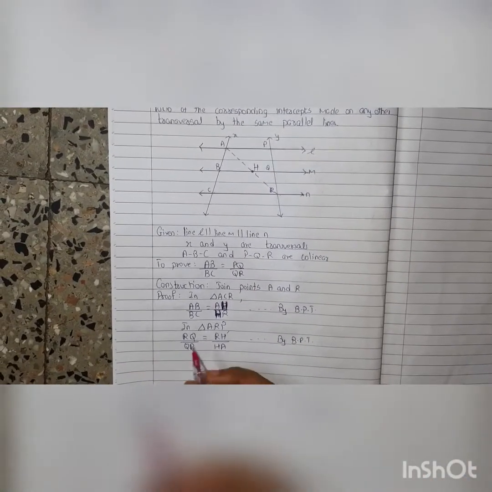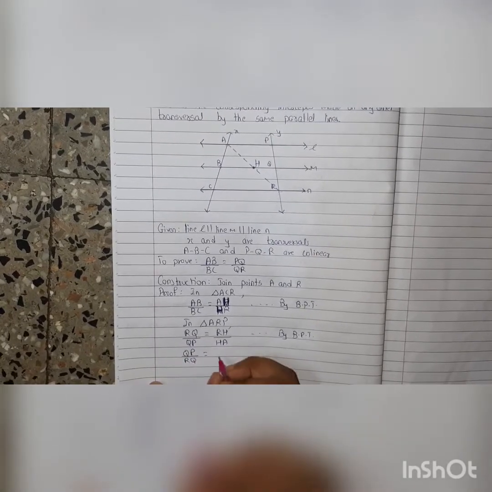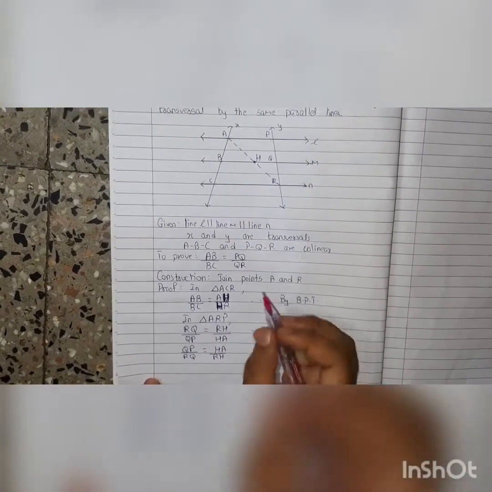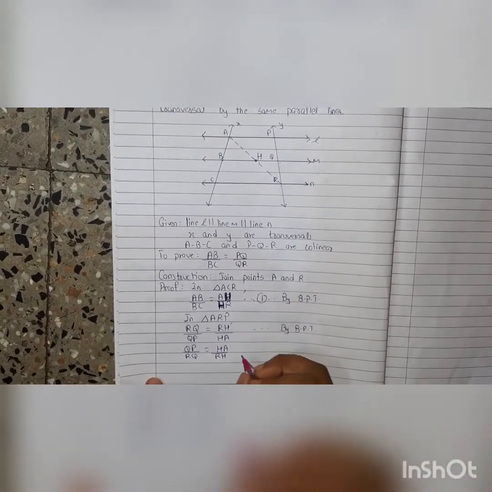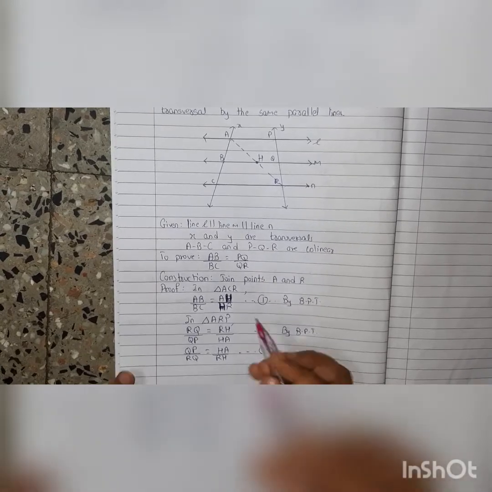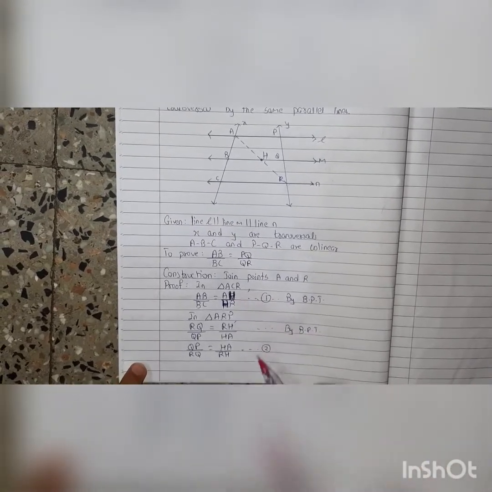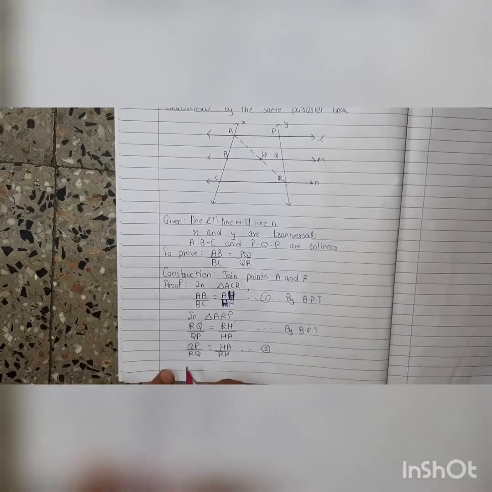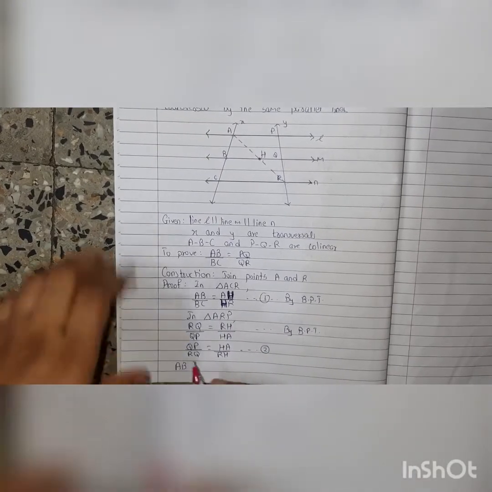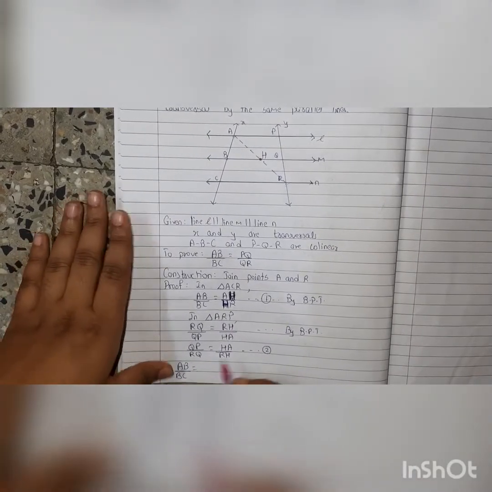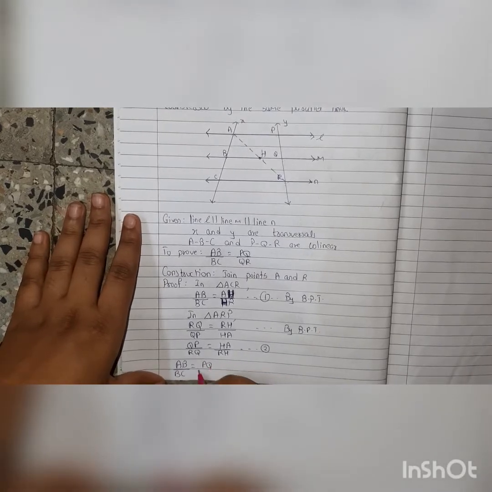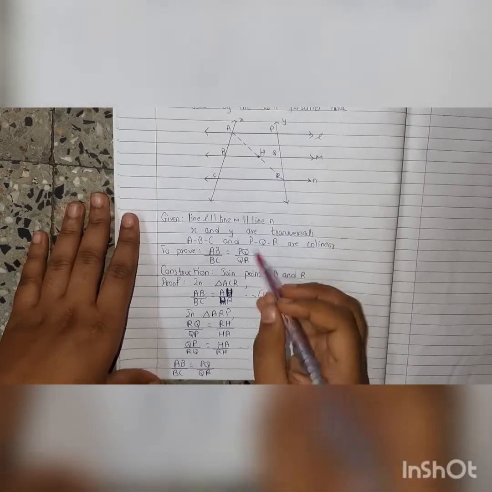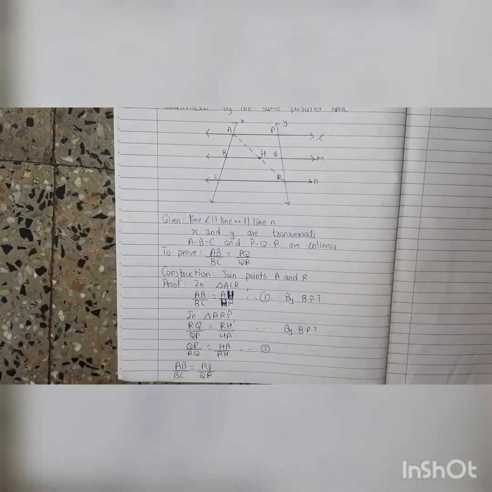Now we will reverse this, that is we will write QP upon RQ is equal to HA upon RH. This is by invertendo. From points 1 and 2 you can see that the RHS of both are the same, so the LHS will also be the same. So we have proved that AB upon BC is equal to PQ upon QR. That's what we had to prove. So we have proved this.